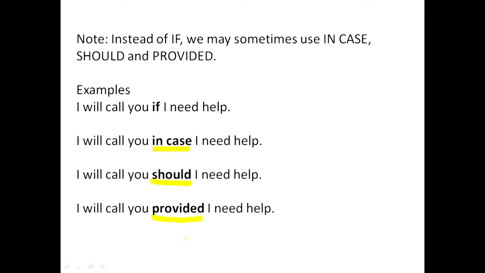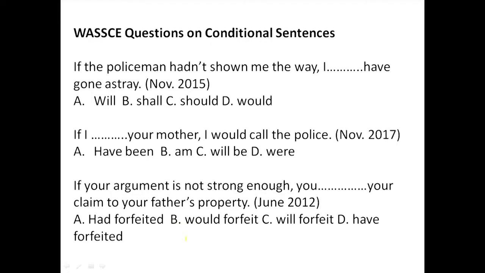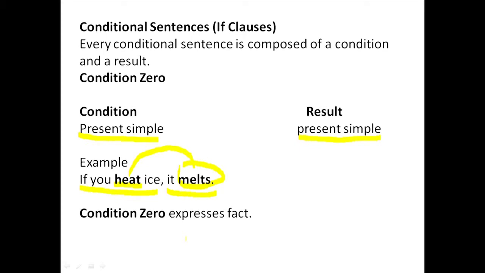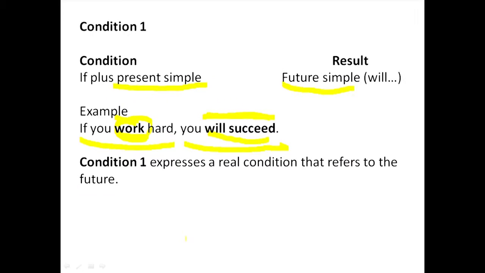So let's now look at some past questions regarding conditional sentences. Remember, if you haven't got a grip of the structure, you better have it, so let's swing through them again to let you have it in mind. So we say condition 0, under condition we have what? We have present tense. Under the consequent clause, same thing. For condition 1, we have present tense. For the consequent clause, we have just simply will.